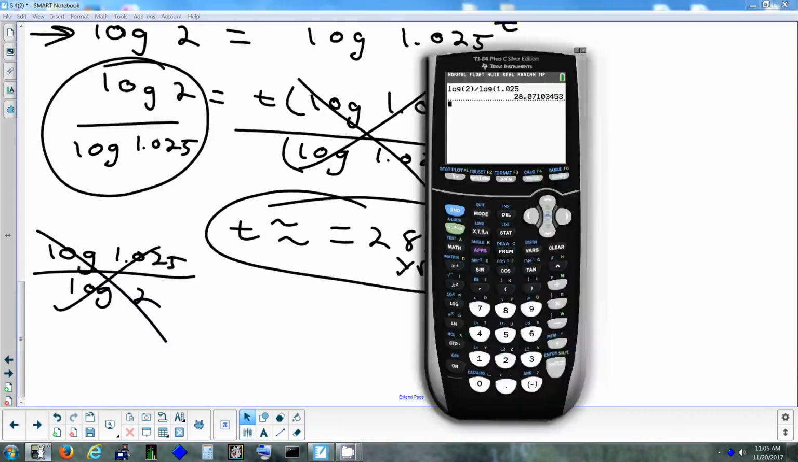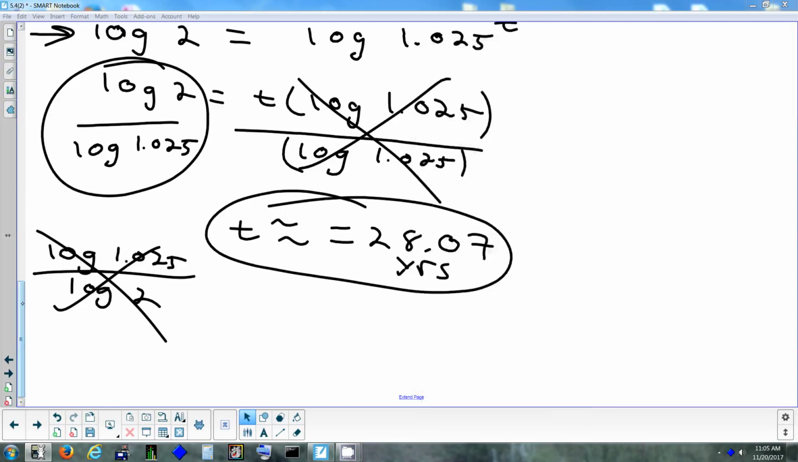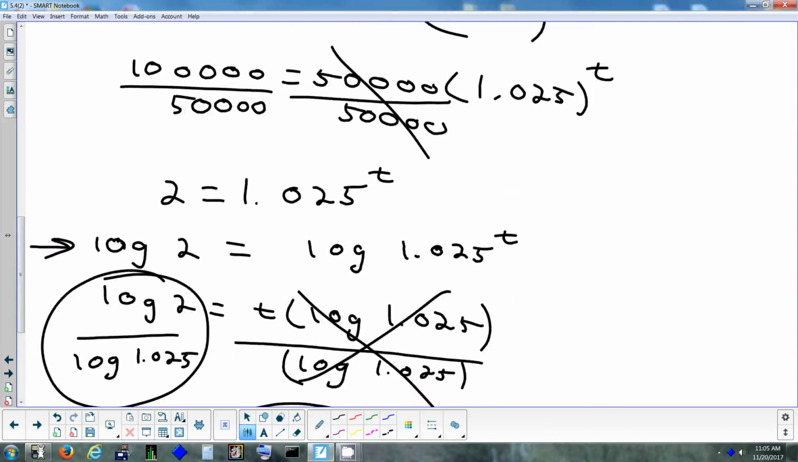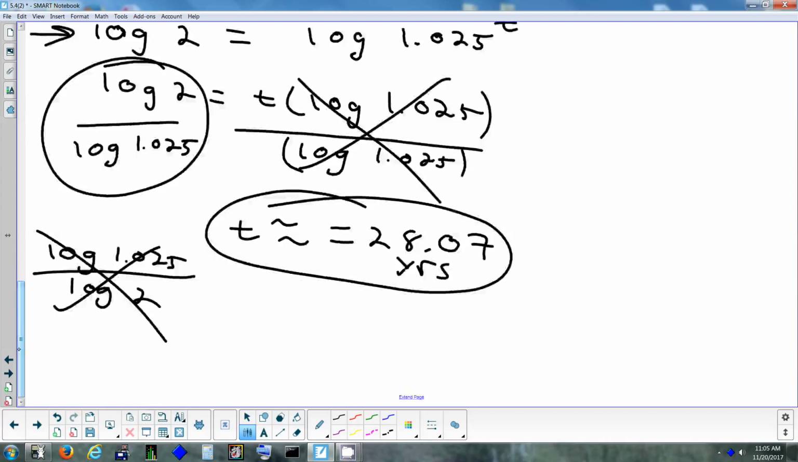Okay, and I'm going to show you something a little different. I'm going to take the ln of 2 and divide by the ln of 1.025. And I get exactly the same thing. It actually doesn't matter which one you use. Okay, any question on that? So let's go back to what we had, because there's actually a faster way to do this using what's called the change of base formula. 2 equals log 1.025 to the t.